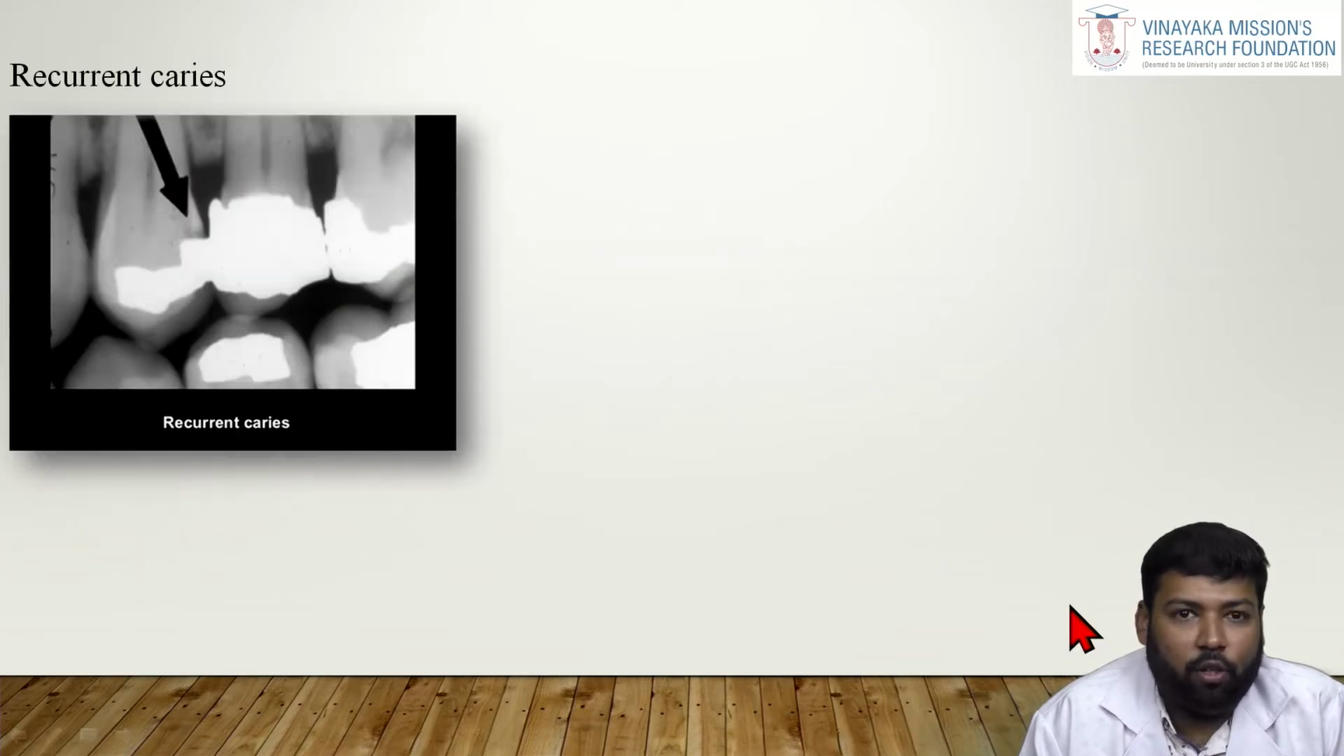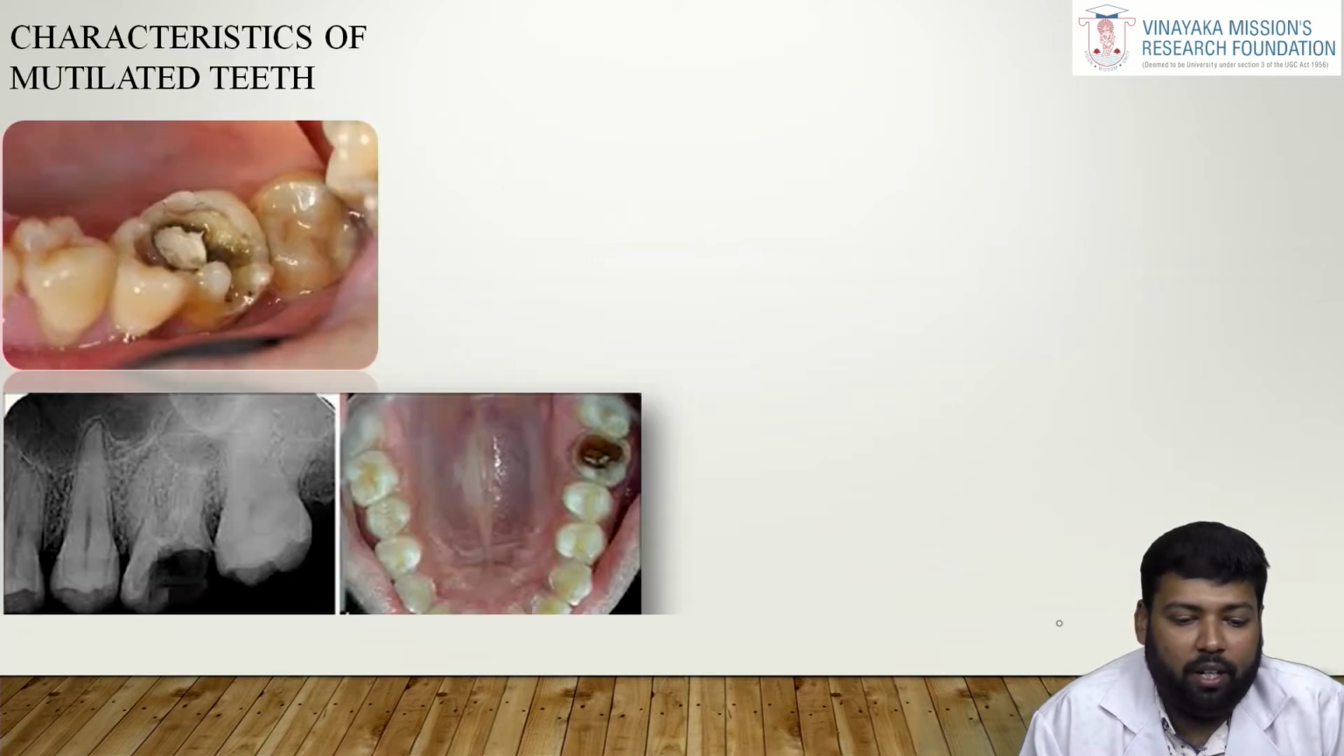Recurrent caries is considered a cause of mutilation due to an already placed restoration, which causes secondary caries, which leads to badly mutilated teeth. Next, what are the characteristics of mutilated teeth?